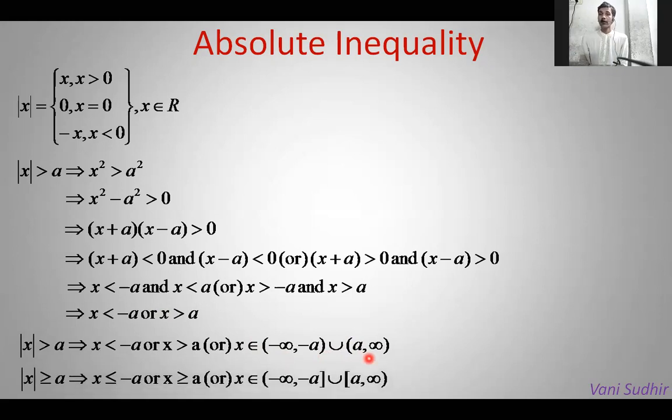Suppose modulus x is greater than or equal to a, then what can you write? x less than or equal to minus a or x greater than or equal to a. And its interval can be written as minus infinity to minus a, union a to infinity. Here the brackets change. If you write like this, that boundary is also included. Similarly, in a to infinity, the boundary value a is also included. This is about absolute inequalities. Now we will come to how to solve quadratic inequalities.